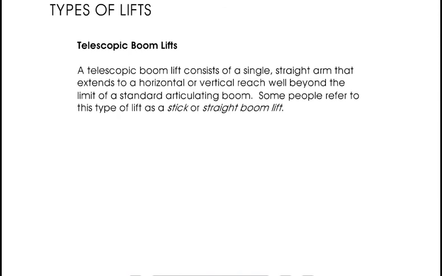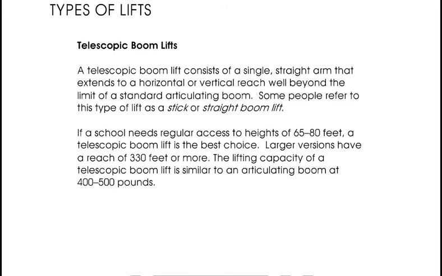A telescopic boom lift consists of a single, straight arm that extends to a horizontal or vertical reach well beyond the limit of a standard articulating boom. Some people refer to this type of lift as a stick or straight boom lift. If a school needs regular access to heights of 65 to 80 feet, a telescopic boom lift is the best choice. Larger versions have a reach of 330 feet or more. The lifting capacity of a telescopic boom lift is similar to an articulating boom at 400 to 500 pounds.